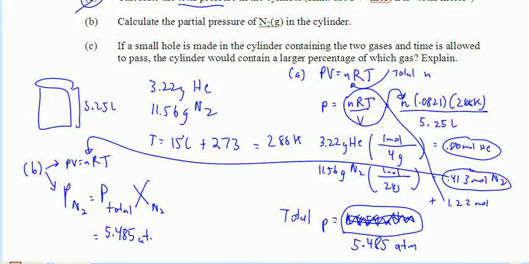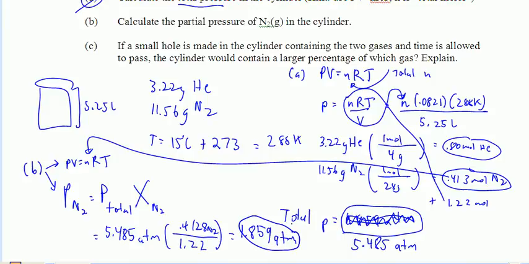5.485 atm multiplied by the mole fraction. So the moles of nitrogen were 0.4128, and my total moles are 1.22. And that's going to be equal to 1.859 atmospheres.